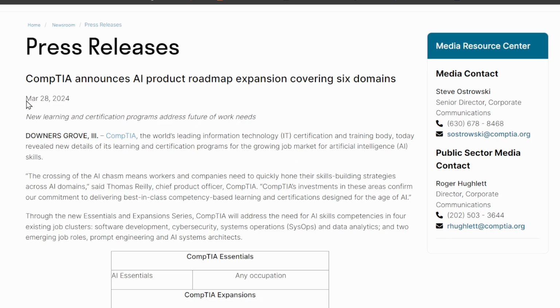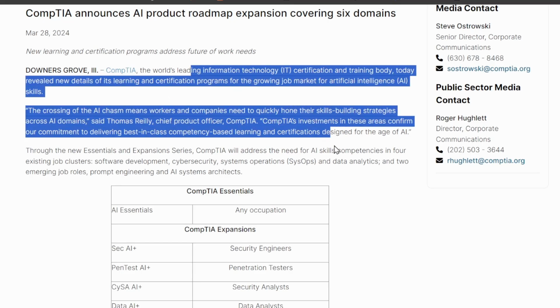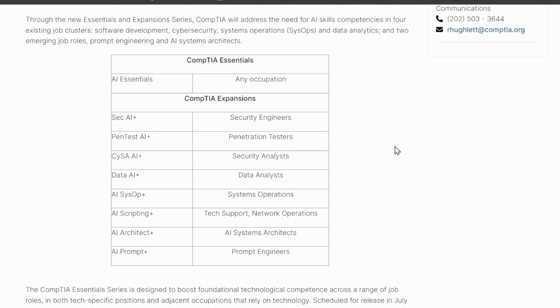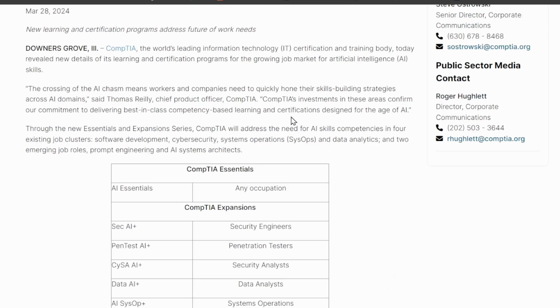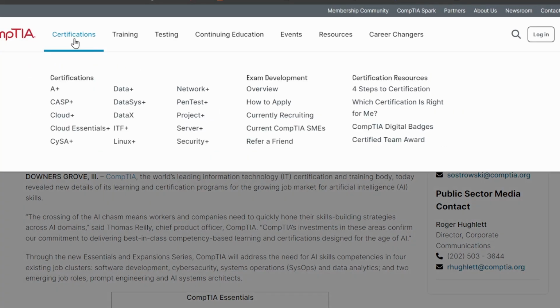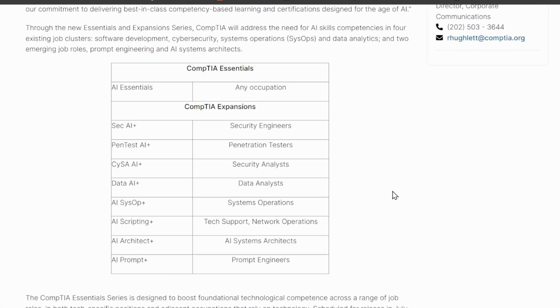So this is the recent one, March 28th, 2024, that they're going to be rolling out a whole ton of, like, this is almost as many certifications as they currently have right here. So they're basically making AI versions of all of their certifications. And I would be willing to bet that this is mostly a cash grab of, hey, how can we double our revenue as fast as possible? And this could do it. So AI Essentials is coming out.